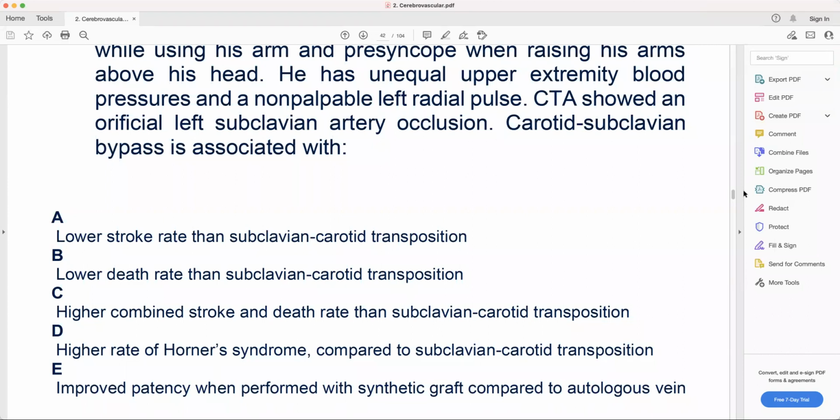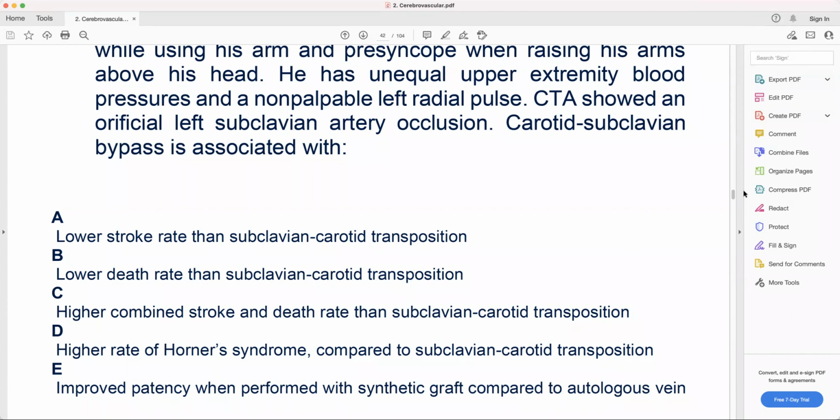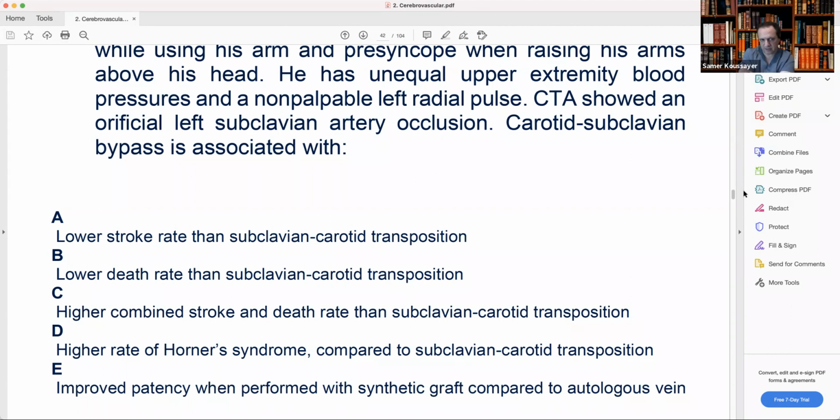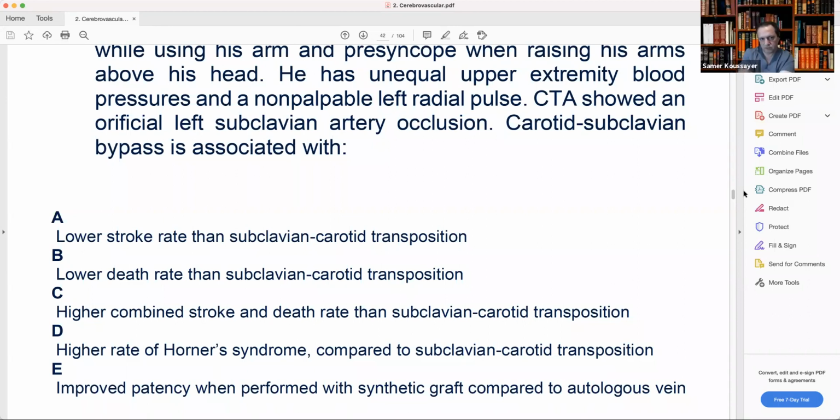Carotid subclavian bypass is associated with a lower stroke rate than subclavian carotid transposition. Is that correct? Let's start one by one. Is it the stroke rate or not? I think there is no difference between the transposition and the bypass in that area. It's not different in stroke, death, and even patency. These three things are no different between the two procedures at all. So you can go to the next one.